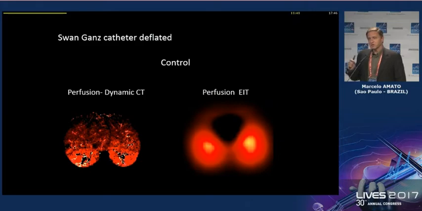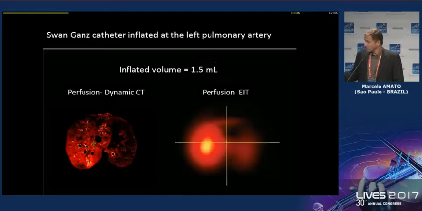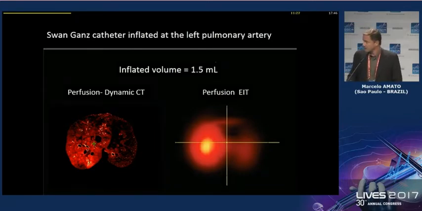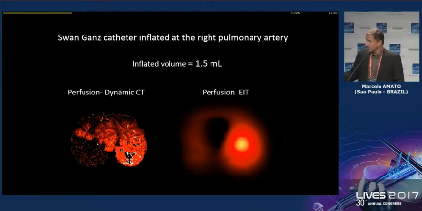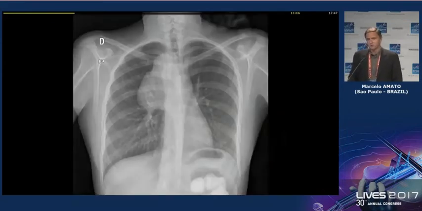And in this particular study, we are occluding pulmonary vessels with a Swan-Ganz catheter. For instance, if we occlude here with a Swan-Ganz, we can see a defect of perfusion in the left lung, also in EIT. If we occlude the right lower lobe, we can also see a defect on EIT. So this feasibility study was very reassuring, and we have applied it in clinical practice.